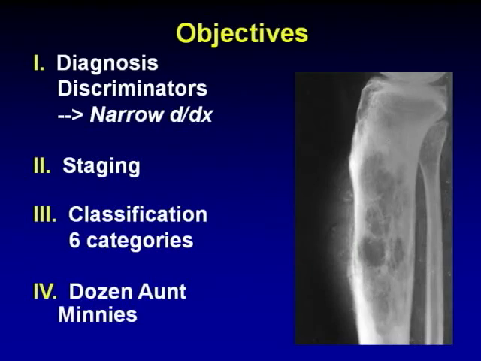We'll talk briefly about staging, and then we'll talk about how to classify bone tumors into one of 6 big categories. Because if you can do this and then say if it's benign or malignant, life or an examiner will not be failing you. Finally, we'll have a lightning round with Aunt Minnie to review the highlights.